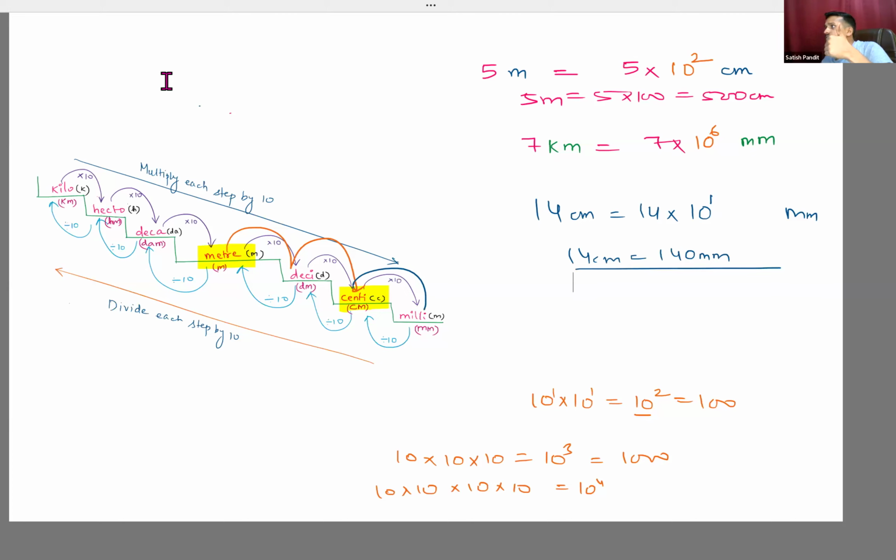Yes. Very nice. Now we have seen examples where we are going down. What if we are going up? What will happen? Let's see that also. Okay, before I go to the next thing, can you all tell me what 15 hectometer is in meters? How much is 15 hectometers in meters? Can you put it in the chat box?